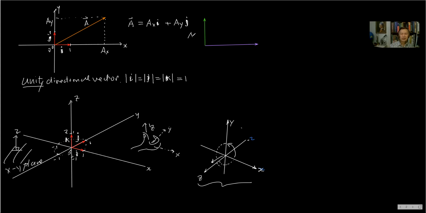Can we call this AY J? Does that make sense? J is just a unit, yeah? The length of J is one unit. You multiply by the scalar, so the component is a scalar, all right? You know the scalar. And A is a vector. So the vector can be written as a scalar multiplied by a vector.